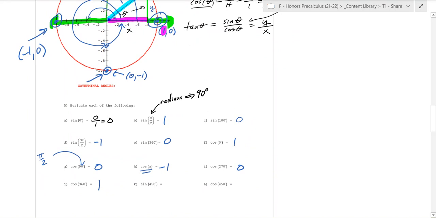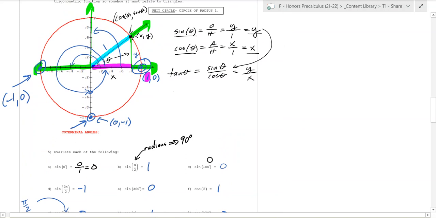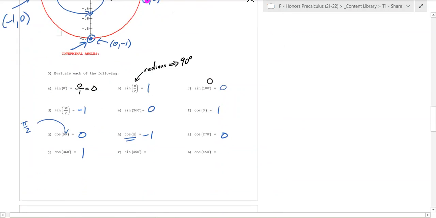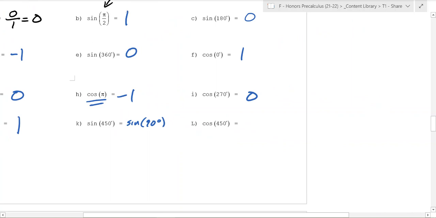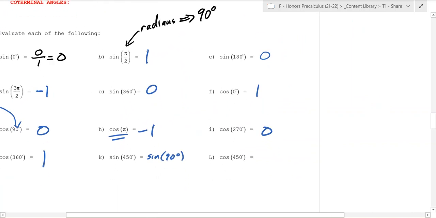And then sine of 450 degrees, where is that? With 450 degrees, you go around more than once. So you subtract 360 and you end up with 90. So this is actually equal to sine of 90 degrees, which we already did. What is the y value of sine of 90 degrees? That's equal to 1. And then the x value of cosine of 90 degrees is equal to 0.